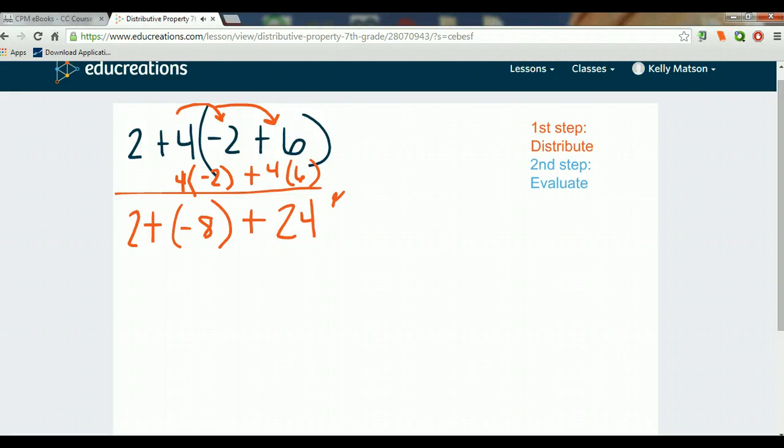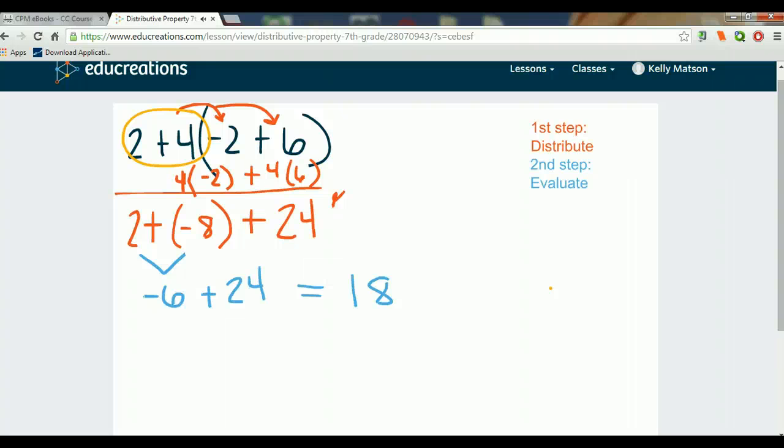And now we're going to evaluate. So now I can move left to right and just treat this like a regular expression. I'm going to evaluate these 2 first. 2 plus a negative 8 would give me negative 6 plus 24. I would now evaluate that, and that would give me the value of 18. Notice, again, that my steps are the same as the last problem. Please watch yourselves that you do not get caught in this trap. Always take care of the number outside of the parentheses first, and then continue on to evaluate.